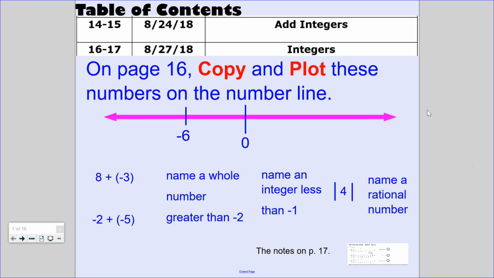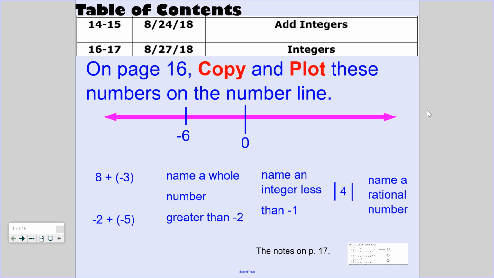Welcome to this lesson. This lesson is over review of integers. So we will be reviewing over how to classify numbers, absolute value, opposite, how to compare and order integers, and how to add integers. So in your notebook, I need you to copy this open number line, and I want you to plot these numbers on this number line.